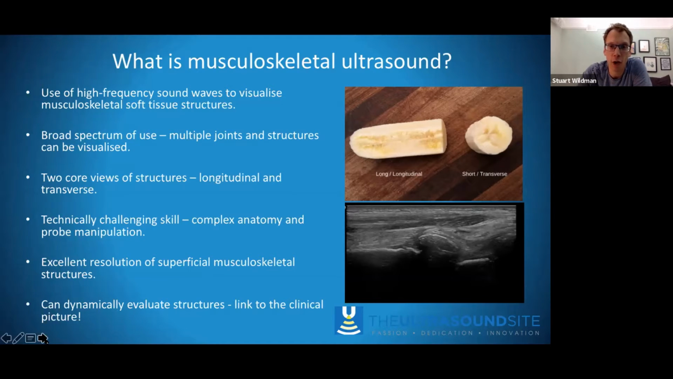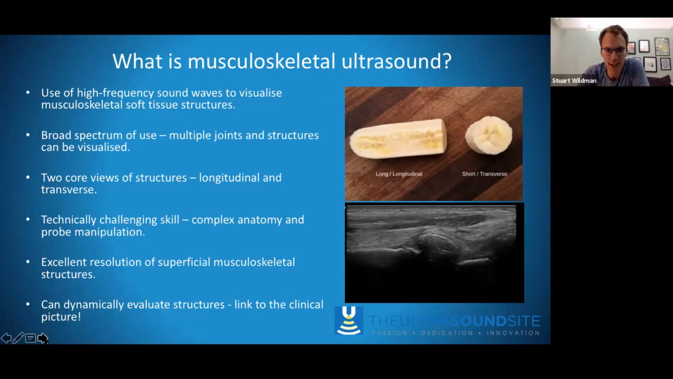The longitudinal view, or the long view, as it's often termed within ultrasound, is the banana sliced down its length, and the short axis or transverse view is the banana sliced in a cross-sectional manner. And those tend to be how ultrasound demonstrates structures. In terms of tendons, for example, that longitudinal short axis view is a nice one to think of. And I will run through that in the tendon section in a second.